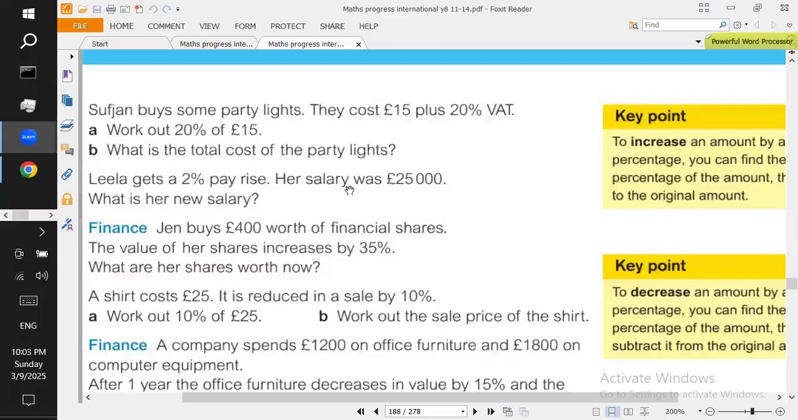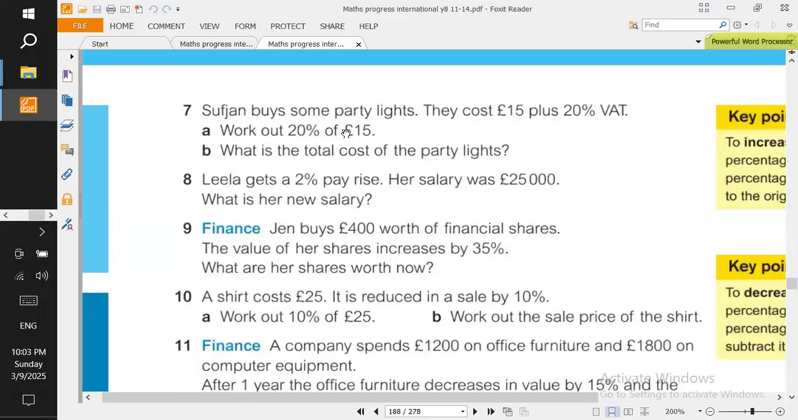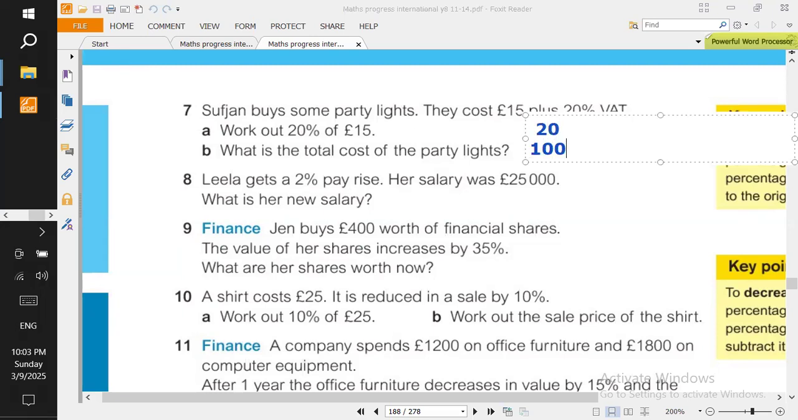So first, as we said, Sufyan buys some party lights. They cost £15 plus 20% VAT. Work out 20% of £15. So basically, the 20% means what? It means 20 over 100. This is the meaning of 20%. Now we take it and multiply it by 15. So to work out 20% of 15, we do it like this.